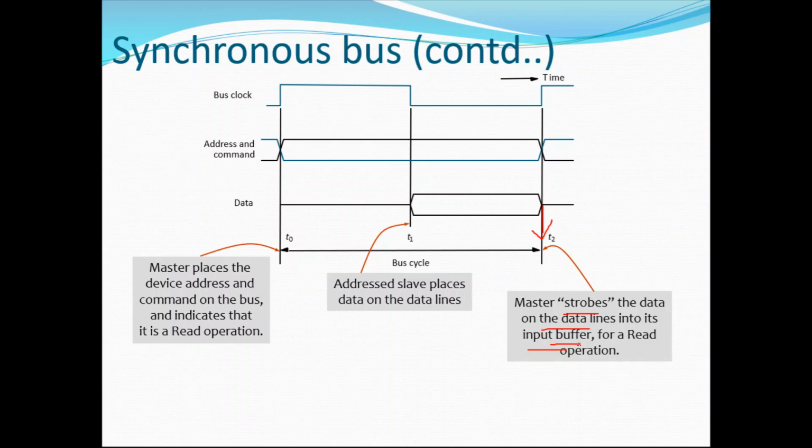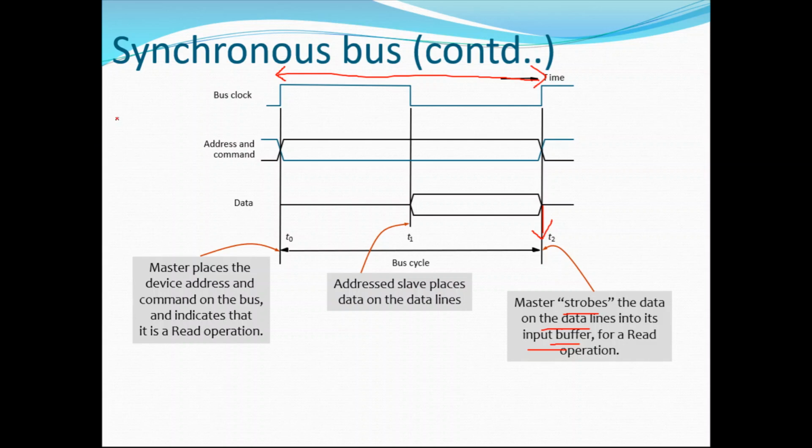This also works like that, but it is working based on the upper bound. For example, here at T1, the data should not be placed before T1. Why that upper bound, and why should we work based on the upper bound? Because we need a common clock to control all the devices.